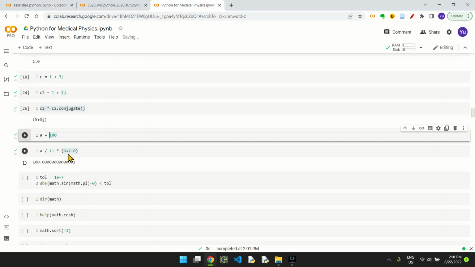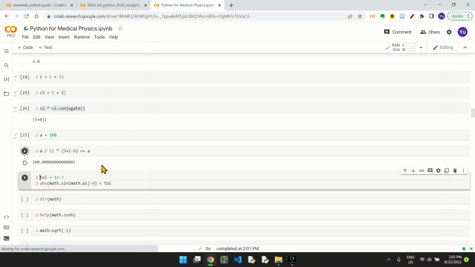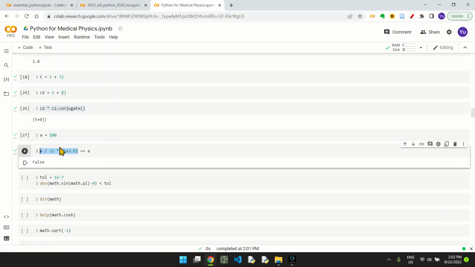But sometimes it's not, because computers don't store floating point numbers as exactly their true value. There would be at some point, usually after the 7th decimal place, where the numbers after that are not trustworthy anymore. So you can't say this is equal to a. It will tell you it's false, although mathematically this should be equal to a, okay? Which means you should not use the double equal sign to compare floating point numbers.